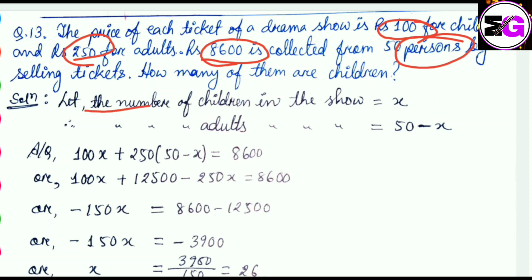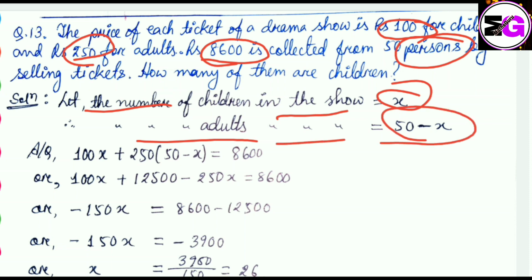Okay, let the number of children in the show equal x. So the number of adults in the show equals 50 minus x, because the total of children and adults is 50. Right? So according to the question, 100 into x plus 250 into (50 minus x) equals 8,600. That means this x is the number of children and per child is 100 rupees. That's why 100 into x, and 50 minus x is the number of adults and per person is 250.